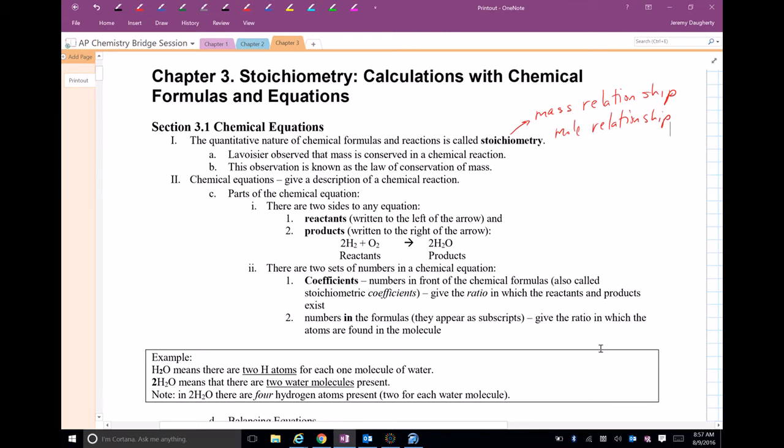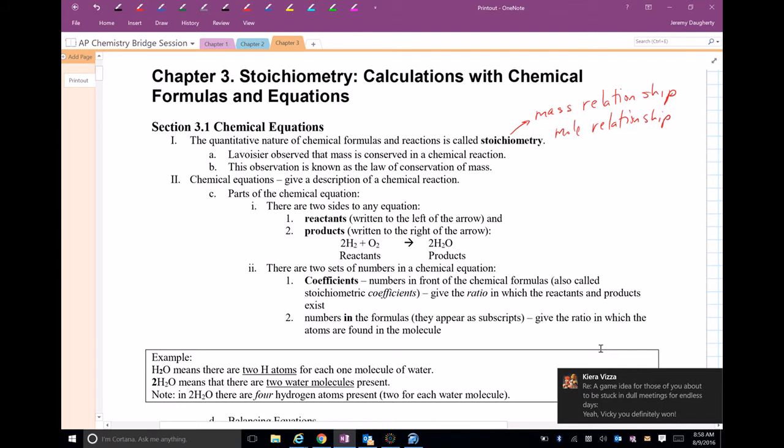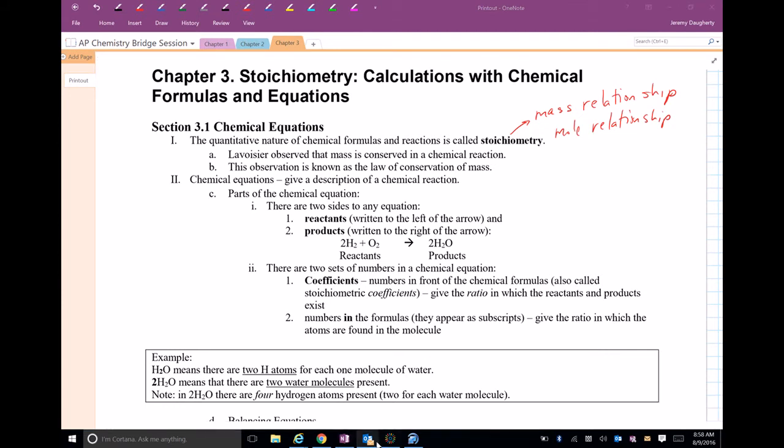Antoine Lavoisier was one of the first chemists to sort of recognize this idea. A lot of people recognize it. He was the first one to really put it into words and solidify the idea that mass is conserved in a chemical reaction. Now, we talked about that yesterday, and that's really important to note.